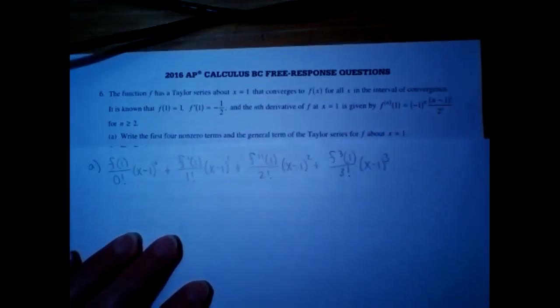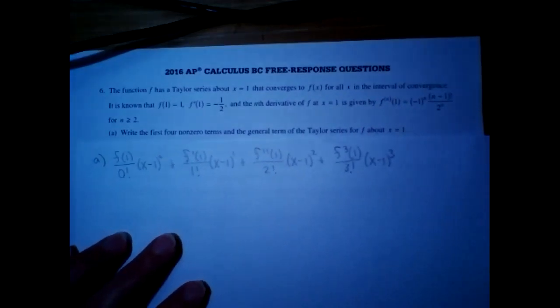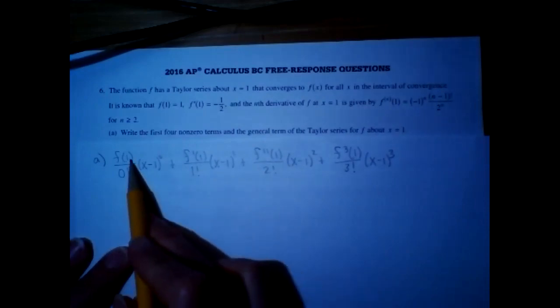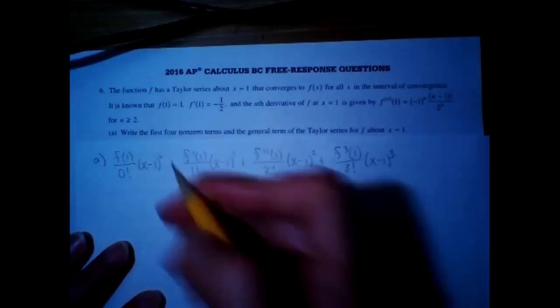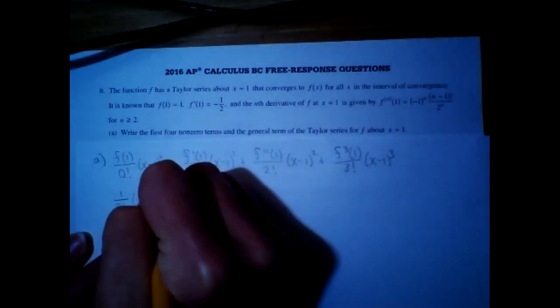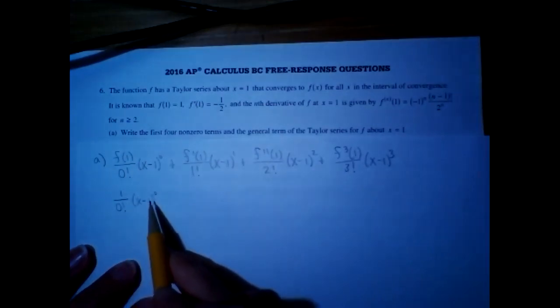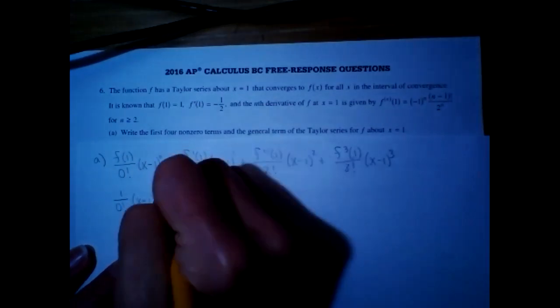That's not necessary to write out. I just always do because it helps me stay organized. All right, so f of 1 they gave us, that's 1. So we're going to have 1 over 0 factorial, x minus 1 to the 0. Technically, that would all just be 1. Again, I just write it out.